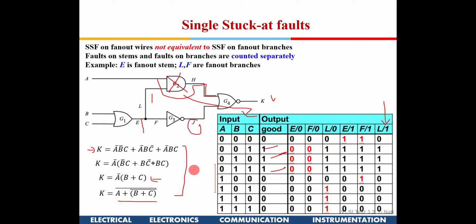One doubt. In the table, for L stuck at 1, shouldn't it be 1? I don't understand that part. How are we putting 0 there? If I give 0, 0, 0 input and L is stuck at 1, then what will happen? I will get a 0 here, but from here I will get a 1. 0, 0 will give 0 here. I will get a 1 here, then I will get a 0 here. So I cannot detect that fault.